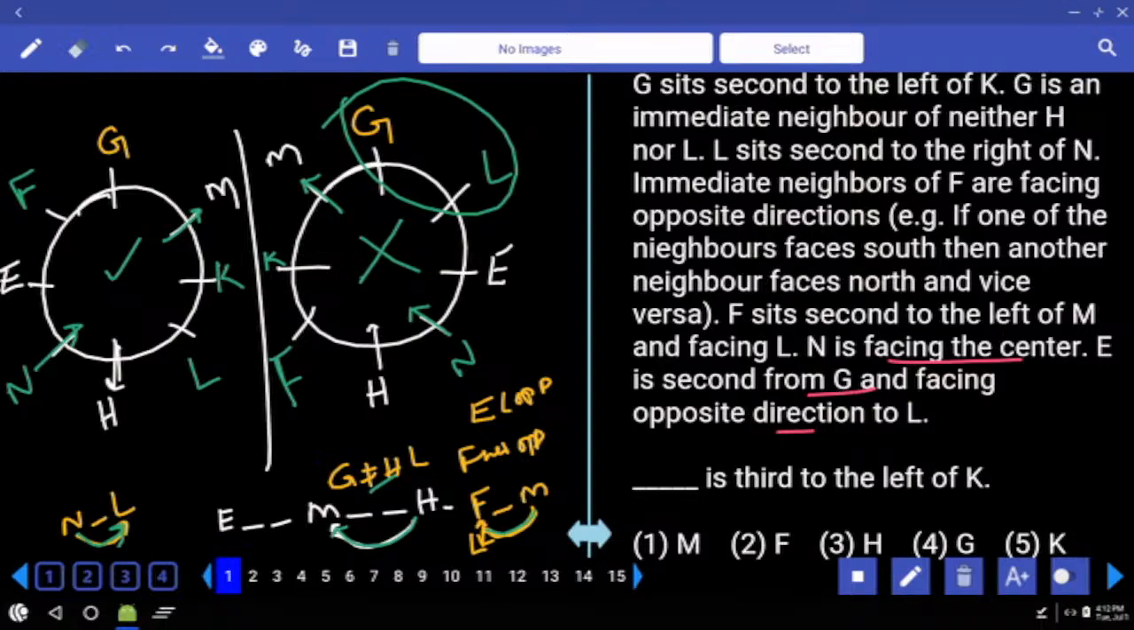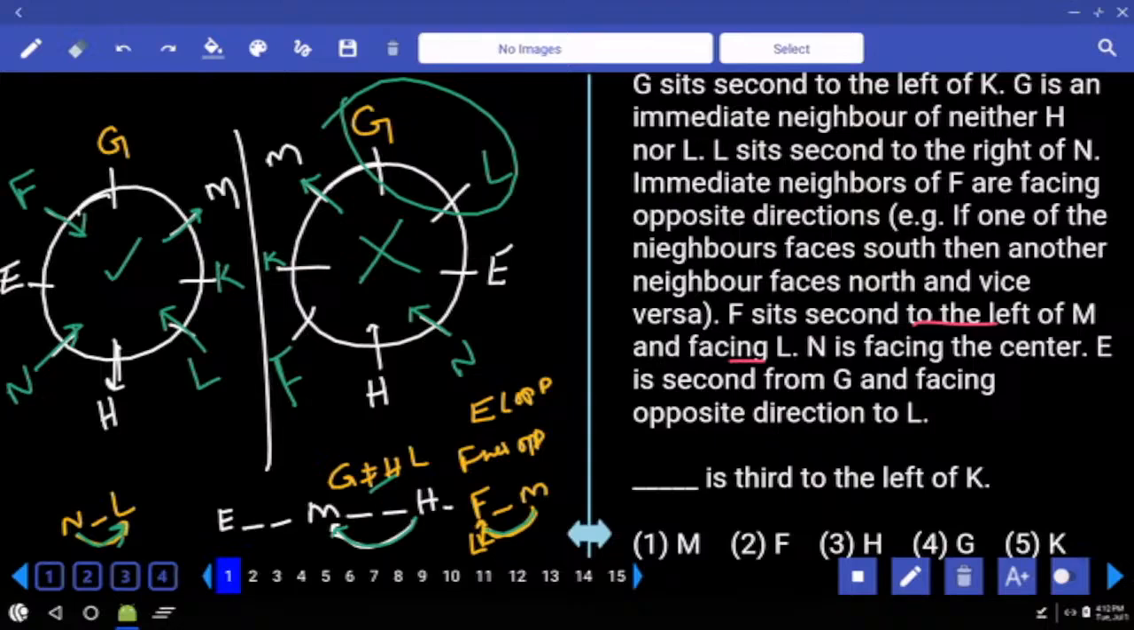E and L are facing opposite directions, and F's neighbors are opposite. Now where is this F? F's neighbors are opposite. Any other information here? E is second and facing the opposite direction of L. Next, F is seated second to the left of M and facing L. Facing L means F and L are facing towards the center.